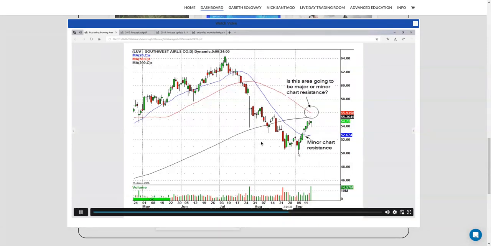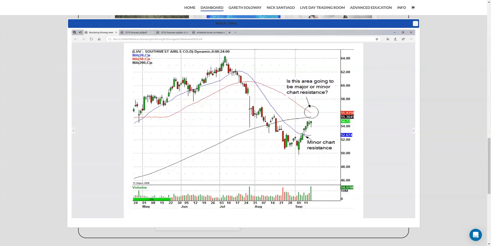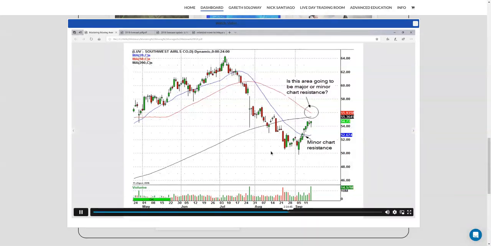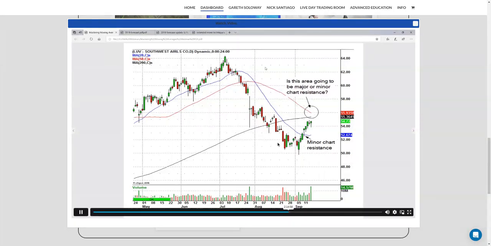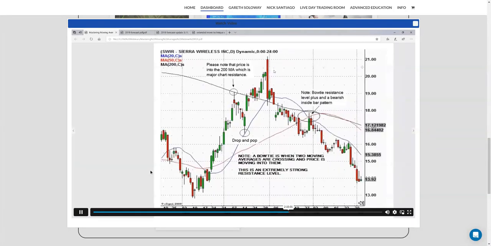Now look what it does here. A nice little reversal candle starts to rally back up. Major or minor right here? Minor, yeah, not extended. How about the bow tie necktie here? Major or minor? Major. Well done. Yep, well done.